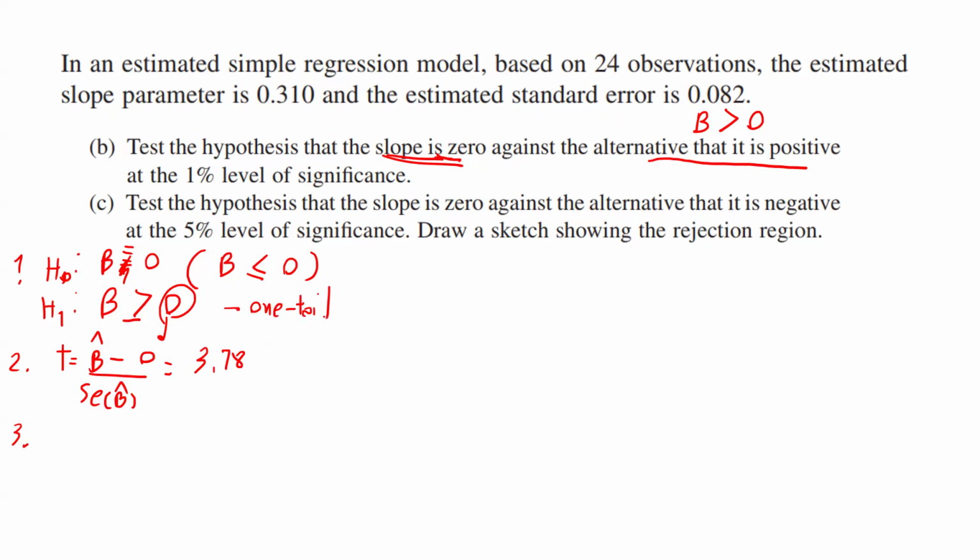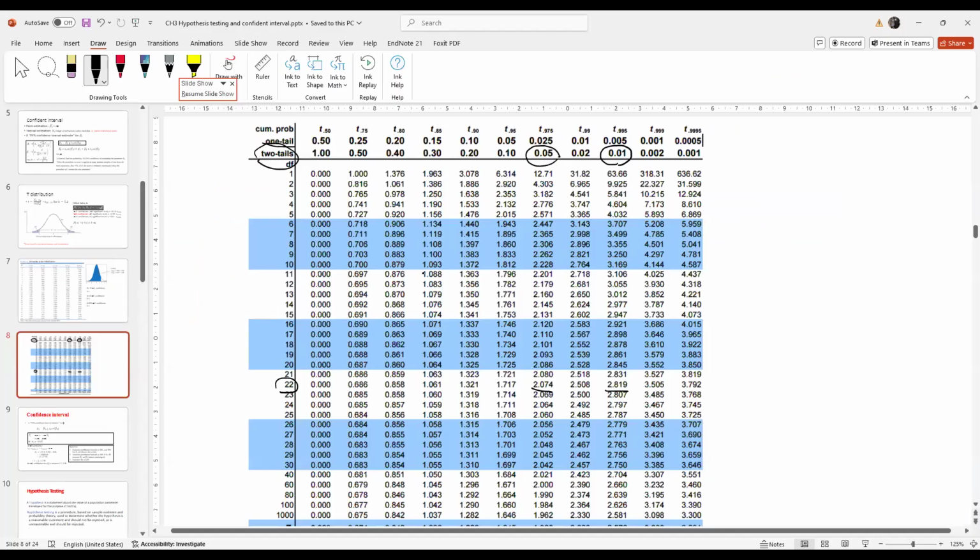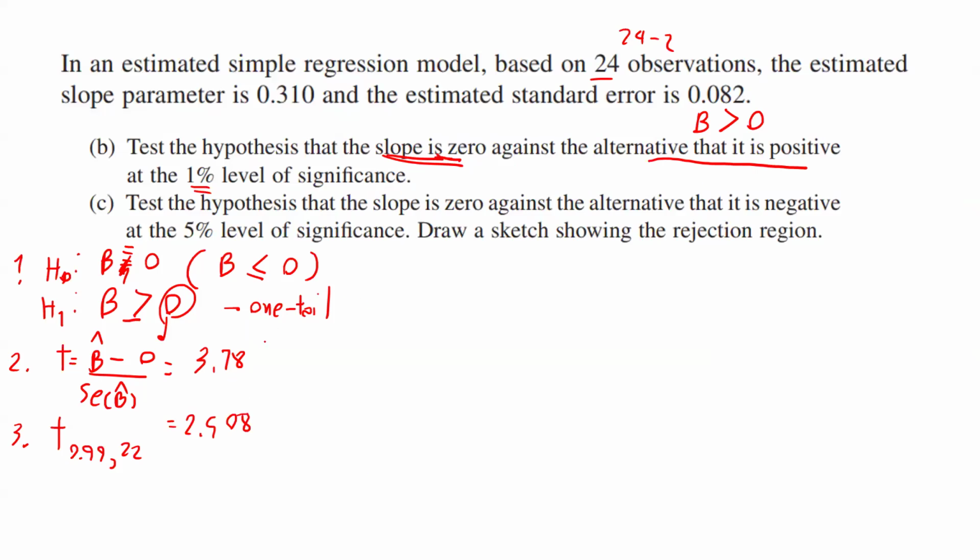However, the third step, because it's one tail, you have to open the T table one tail instead. One tail at 1%, n minus 2, so 24 minus 2, 22. You go to one tail, 0.01 and 22, and you get 2.508. And then the last step, draw the normal distribution.